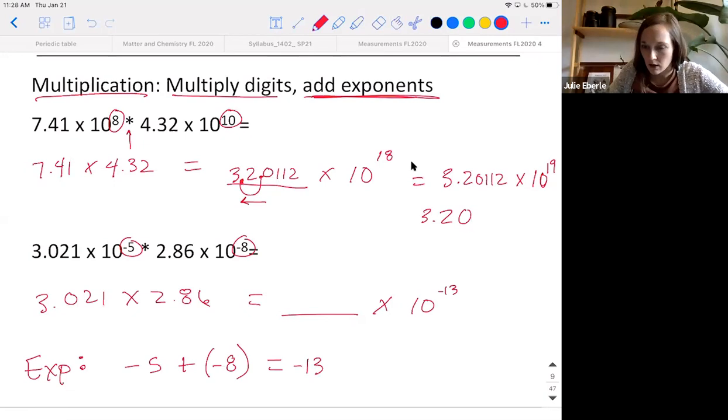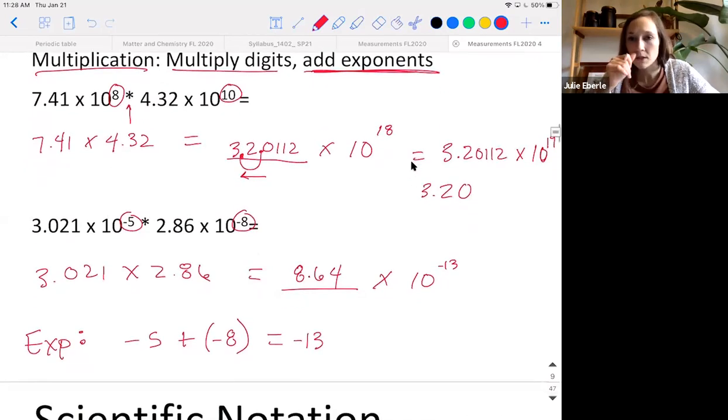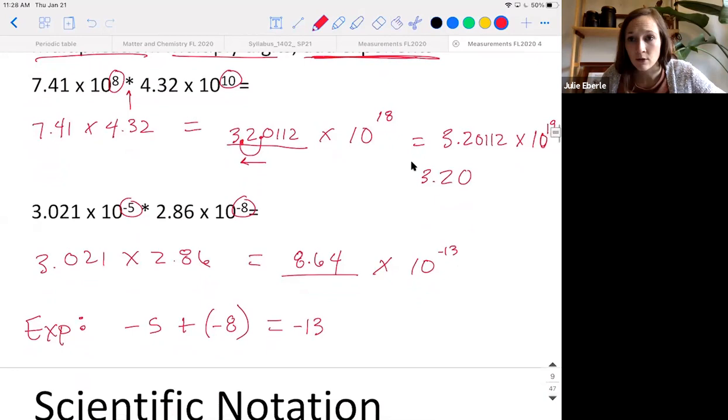Jonathan and Haley all got 8.64. Thank you. Okay. And this is already a number between 1 and 10, so we have nothing else to do here. We're done. All right, so that's multiplication. I know I'm kind of moving through this, so if you have any questions, slow me down. Or the nice thing is this is all recorded, right? So you can go back and rewatch this at any point.